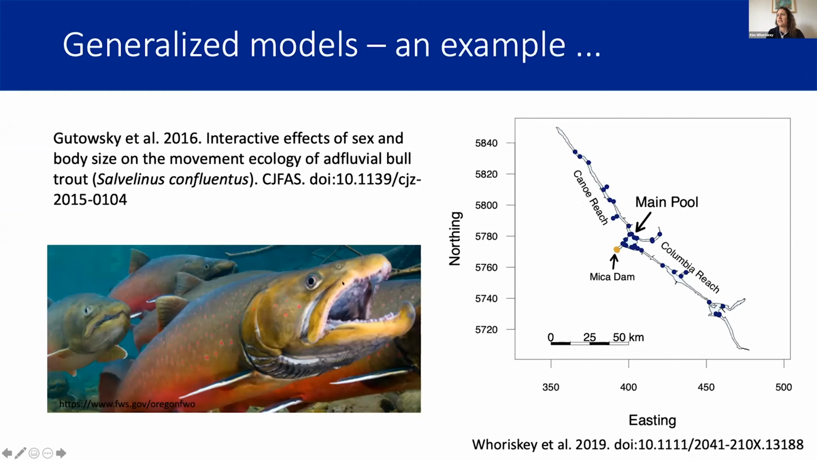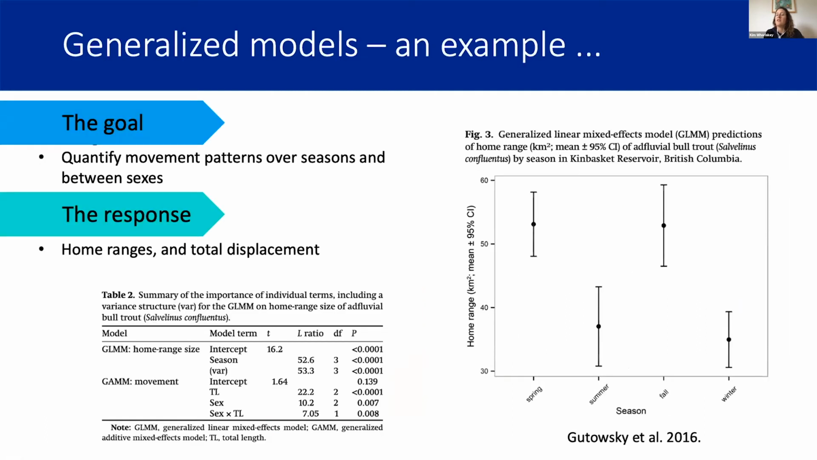Here's an example of a generalized model. This data set here comes out of a study that was a 2-year-long study in the Kinbasket Reservoir, British Columbia, where bull trout were tagged and their movements were monitored within the lake. And so in this study here, Lee-Gutowski looked at the interactive effects of sex and body size on their movement ecology. So their goal was really to quantify the movement patterns over seasons and between sexes, and also over size. And so in their instance, the response variables included home ranges and total displacement.